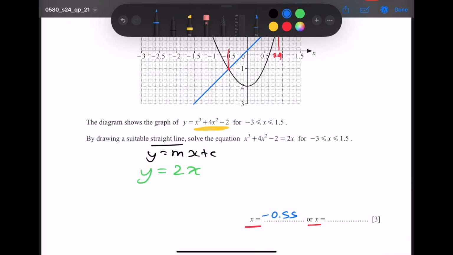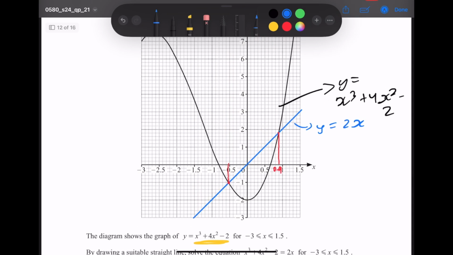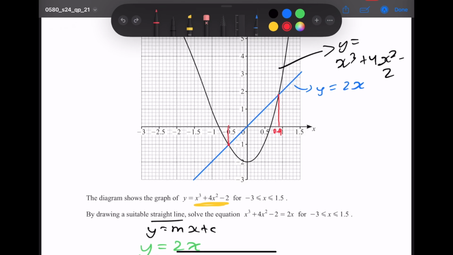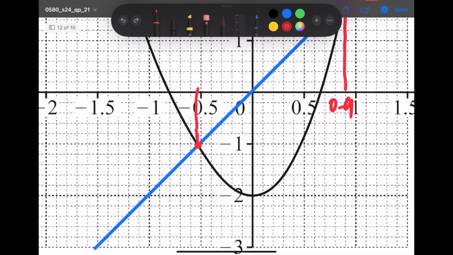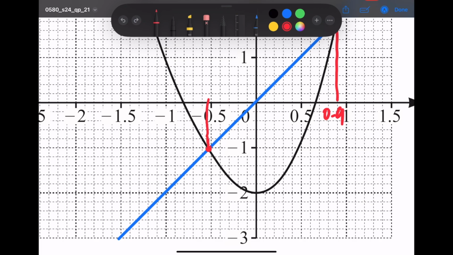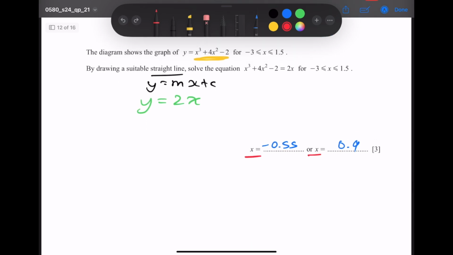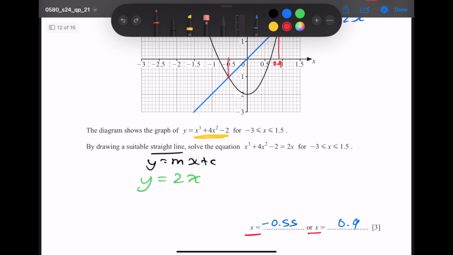So to clarify one last time, the black cubic graph shows the graph of y is equal to x cubed plus 4x squared minus 2. So this equation over here is the same as this. And so the question is asking to draw a straight line such that the points where the straight line meets the graph of y is equal to x cubed plus 4x squared minus 2, the x coordinates and the y coordinates of both these points should be the exact same. Since at these points the graphs meet, the point satisfies both these graphs since it's within both of these graphs. So in this case, the x coordinates of both these points are -0.55 and positive 0.9.